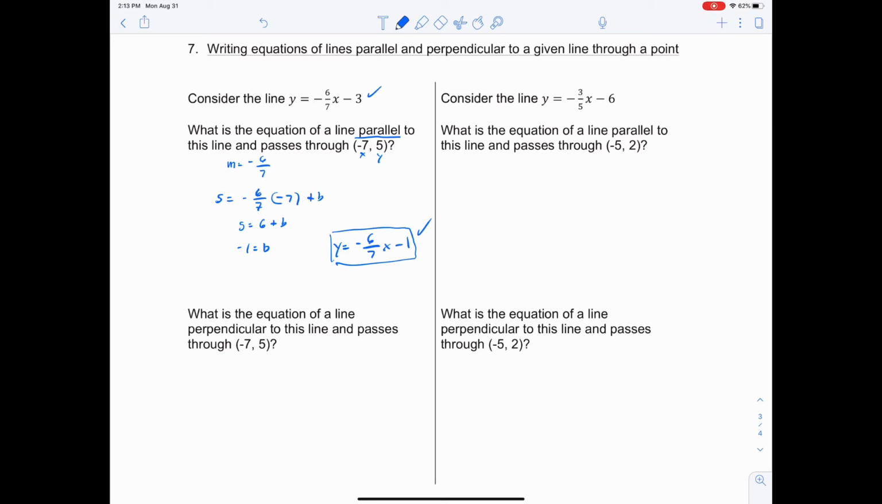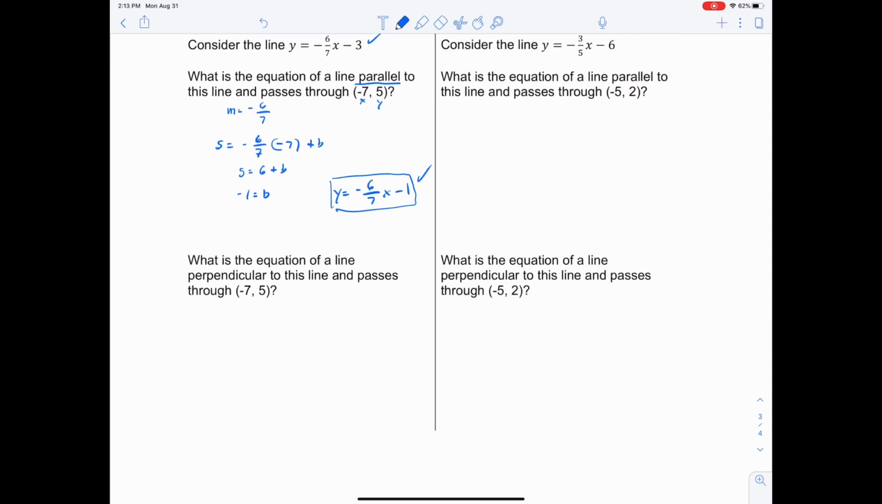Well, what about perpendicular lines? Remember that we said the slope is the reciprocal, and we're using the same formula we had at the top. So my slope is the opposite of -6/7, which is 7/6. I have my x and my y there, so we're going to do the exact same thing. I have my y, which is 5, equals my slope 7/6. My -7 is my x, and we don't know the b for right now.